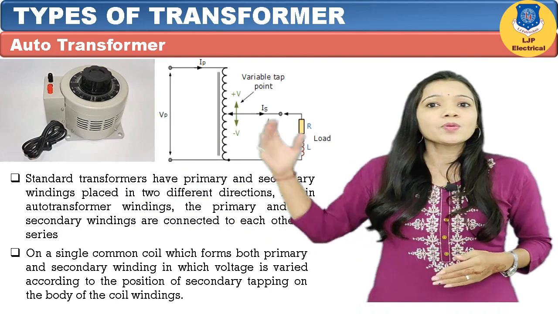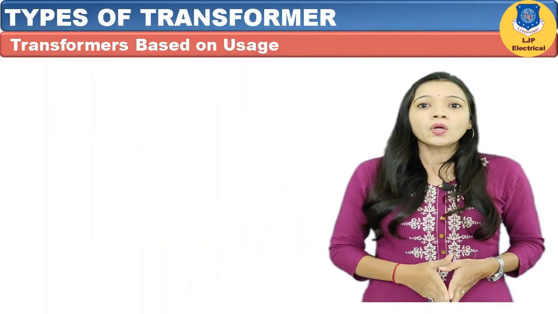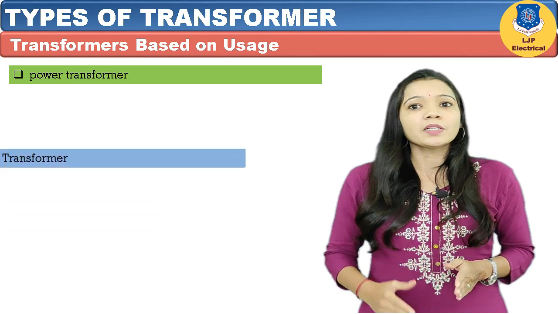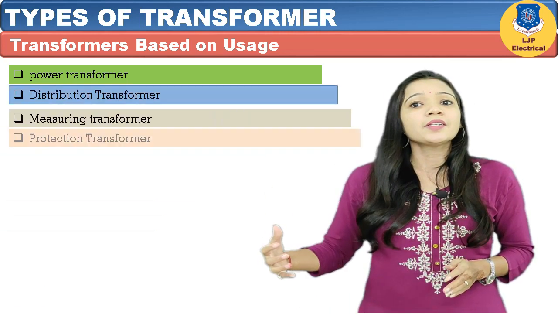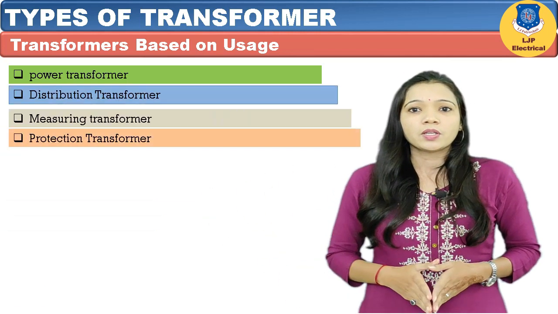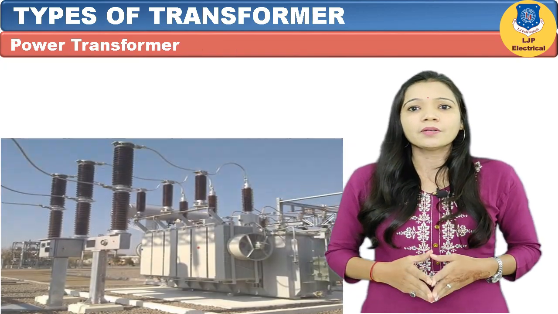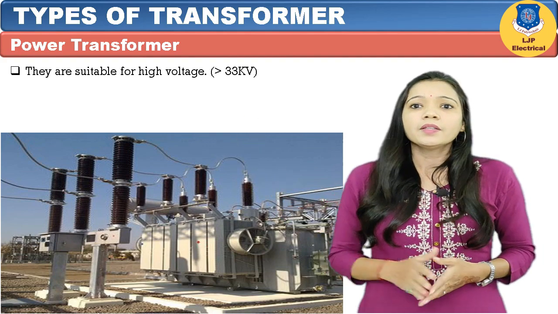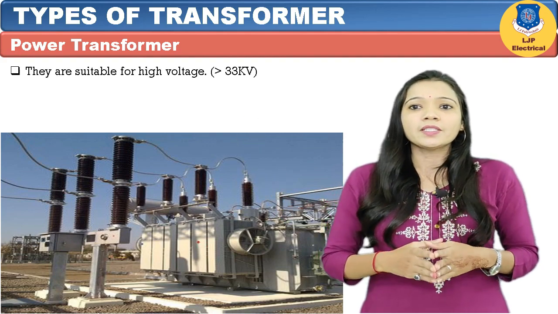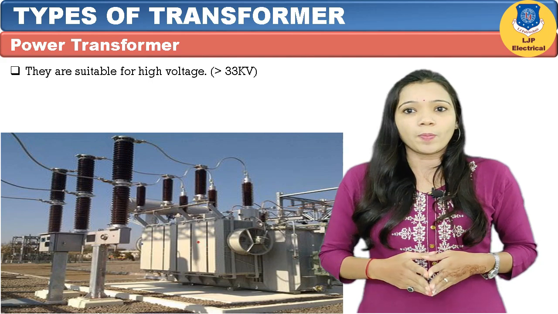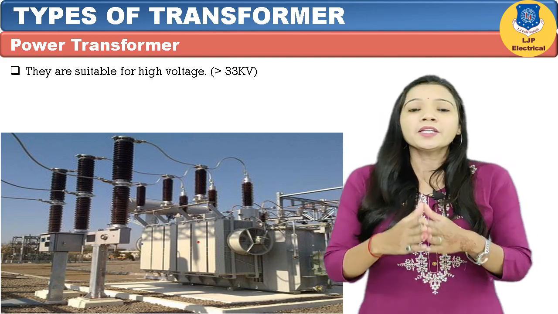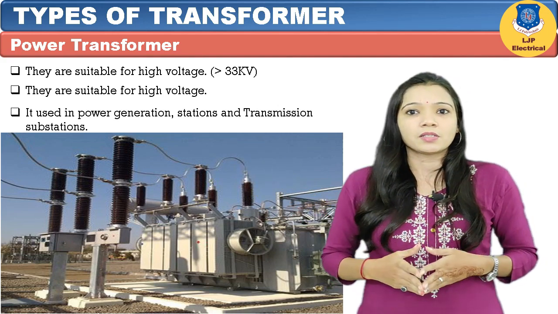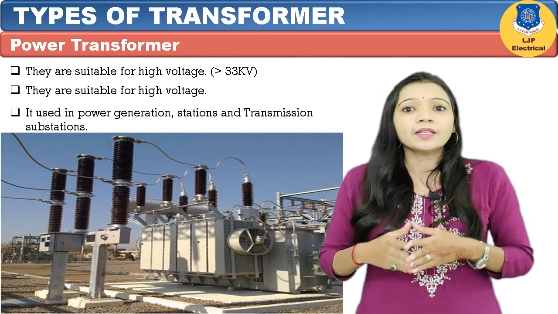Next is the transformer based on usage. According to the necessity, these are classified as the power transformer, distribution transformer, measuring transformer and protection transformer. So first, the power transformer. The power transformers are big in size, you can see in the figure. They are suitable for high voltage power transfer applications greater than 33 kilovolt. It is used in power generating stations and transmission substations. It has a high insulation level.